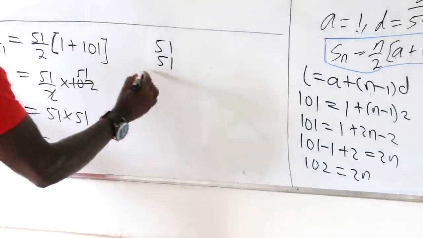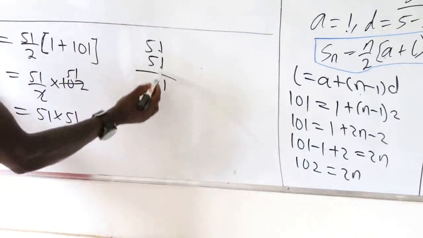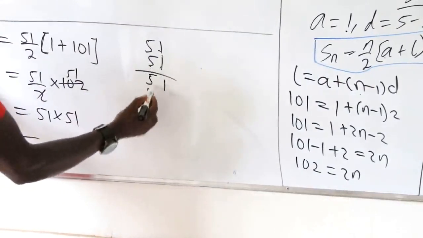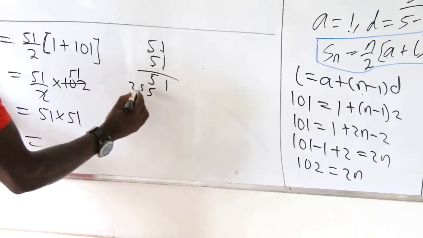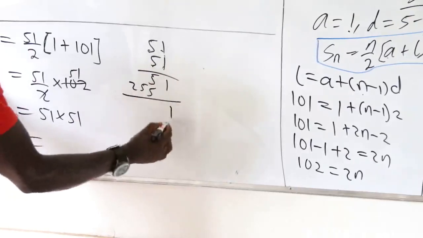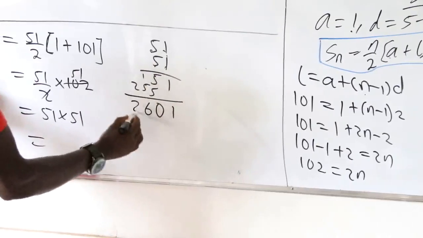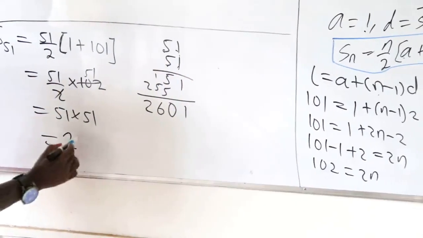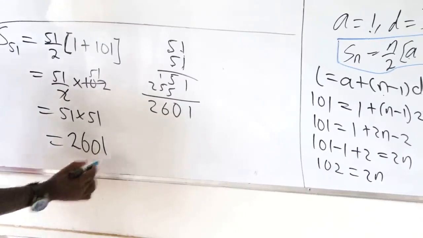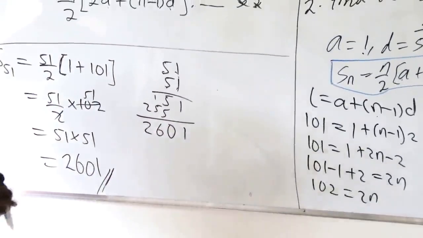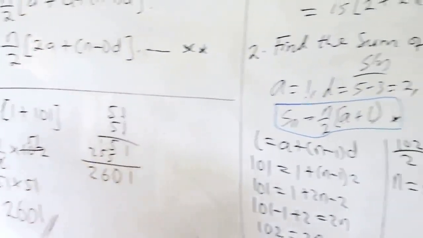Let's check it out. 51 times 51: 1 times 1 is 1, 1 times 5 is 5, 5 times 1 is 5, 5 times 5 is 25. Add these: we have 1, then 10, 0 carry 1, we have 6, and then we have 2. So our final answer is 2601. That is the sum of the first 51 terms of the AP we have there.